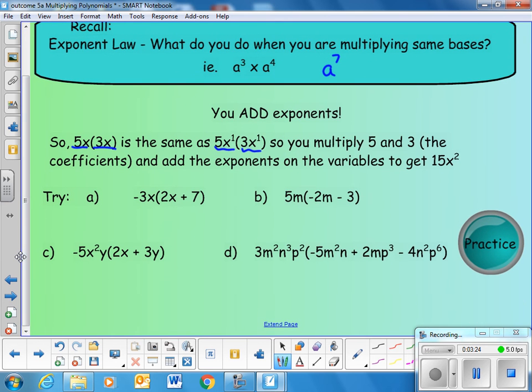So a couple of examples to try. Negative 3x, first of all, times positive 2x. Multiply the coefficients. Negative 3 times 2 is negative 6. Then add the exponents for the variable. 1 plus 1 will be x squared. Then negative 3x times positive 7. So negative 3 times positive 7 is negative 21x.